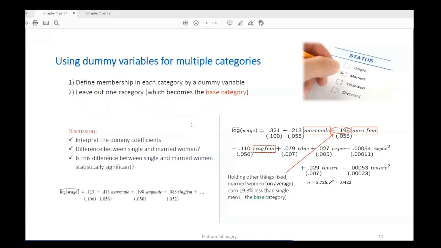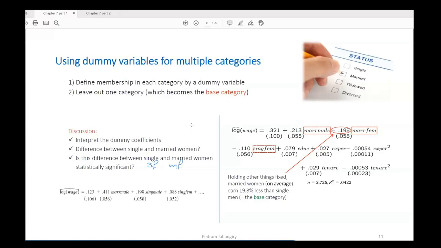Is there any other easier way to answer this question? The answer is yes. So look at that. And guys, pay very good attention. All these things that I'm doing here are questions from homework. So I'm literally answering all the homework questions. So pay very good attention to what we're doing here. And it says, is the difference between single female and married female significant?